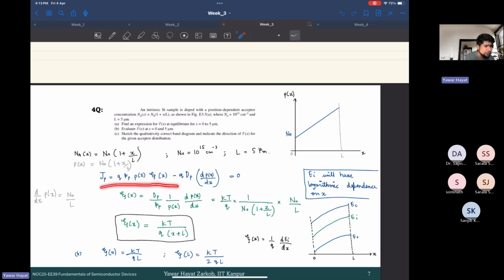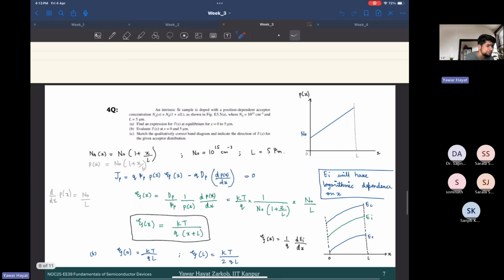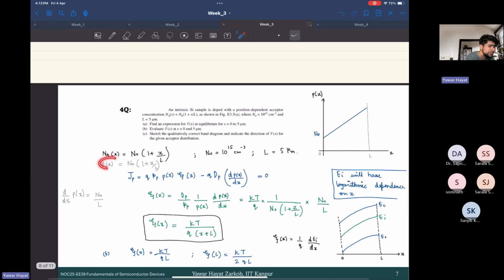If I equate this to 0, what will I get? First, what would be the differentiation of this with respect to x? This derivative would come in handy later. If I differentiate this with respect to x, the constant term's derivative would be 0, and N naught times x by L differentiates to N naught by L. So this is understood. Now if you rearrange, you'll get this particular equation. Your electric field is Dp by mu p times 1 by p of x times dp of x by dx, which is equal to kT by q, using Einstein's relation for Dp by mu p, times 1 by p of x, which is what?